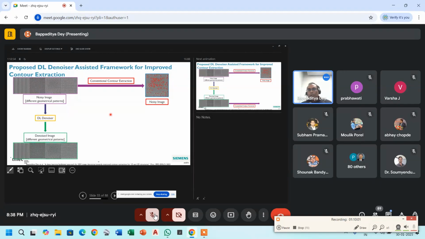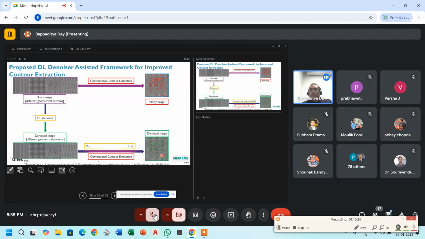You can see that on the noisy image, you are extracting the contours, but there are a lot of outliers. I'm not sure it's visible or not, but you can see that a lot of red dots are there. So that means the contour extraction is basically failing. We took the same method with the same parameters and just plugged in our denoised image. You can see how clear it is, but still there are some outliers.